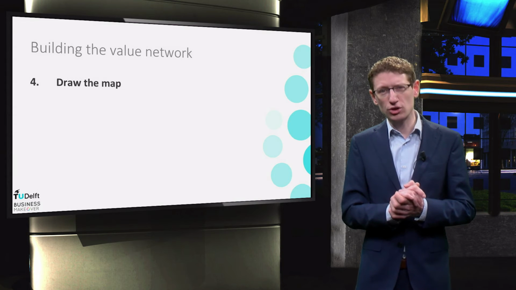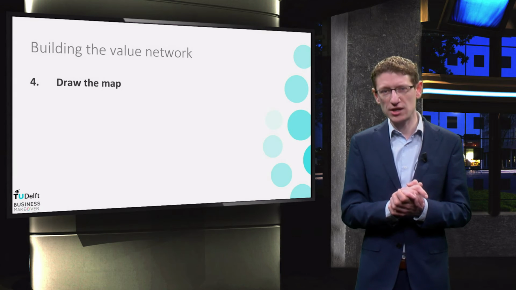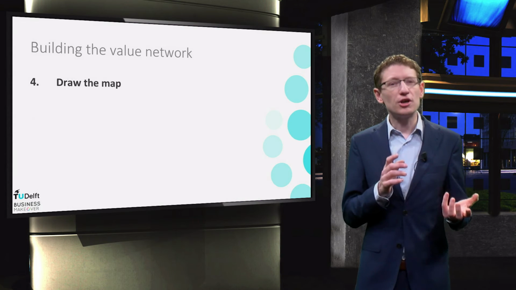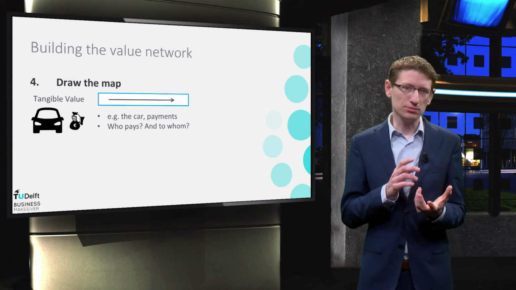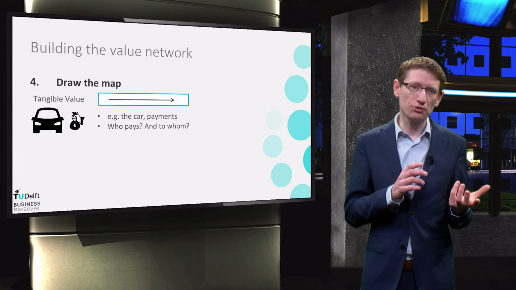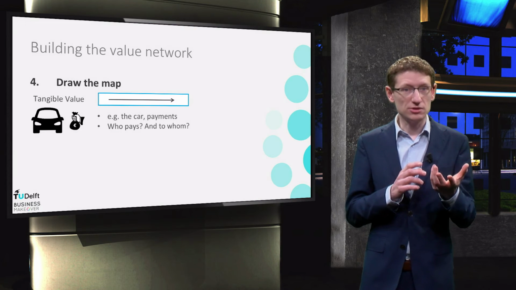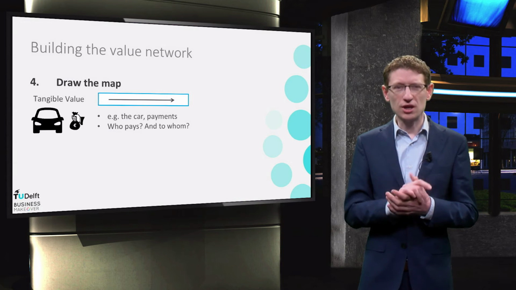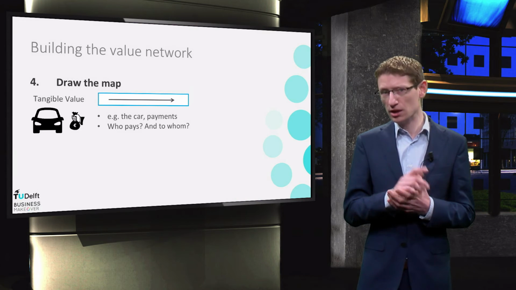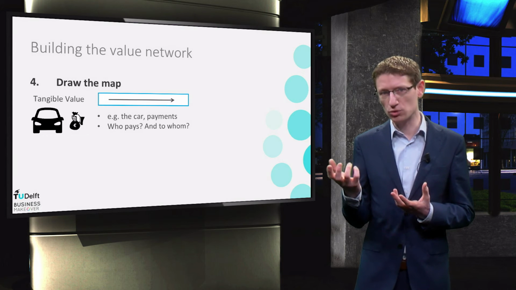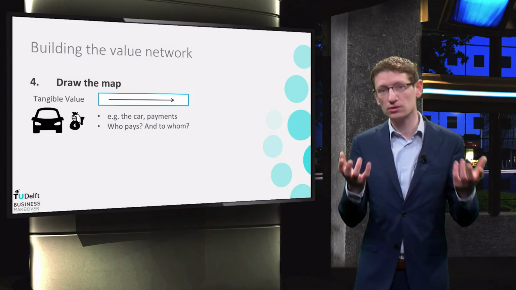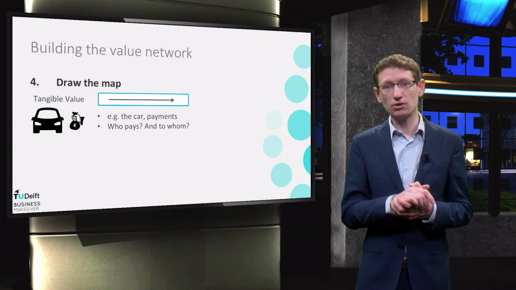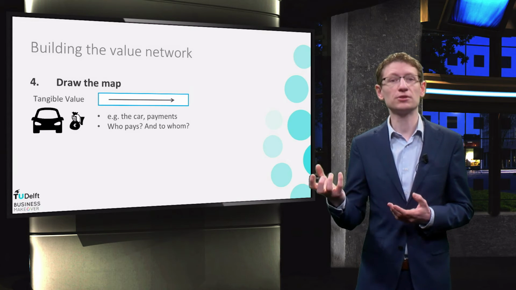Fourth, we need to draw a map of the value exchanges or flows between each of these actors. Now, value exchanges, they can be tangible. For instance, the car that is offered to the user and the payment that Google makes to the car manufacturer. Here we have to answer important questions like, does the consumer pay to Google or to Volkswagen or to both? And does the user pay for the navigation app or is that included? Is it bundled with the car?